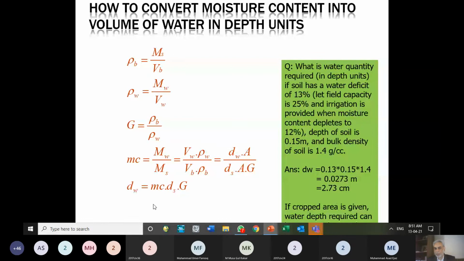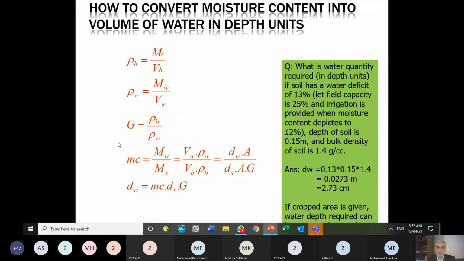So this formula is quite useful if you know how much moisture content you have to increase. If previously there is 10% moisture at the wilting point and you want to take it to 25%, it means you want to add 15% moisture content into the soil having a depth of, let us say, 1 meter or 1.5 meter root zone depth, with the soil having specific gravity of so much.